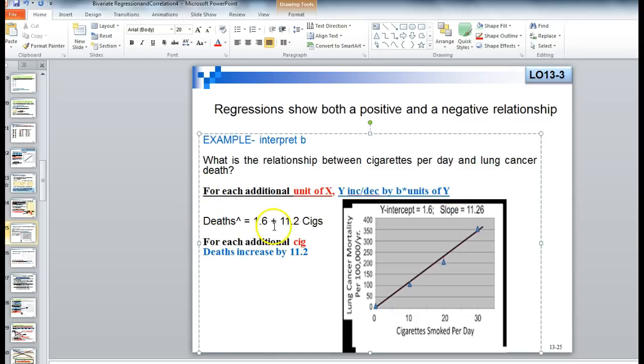So here we have number of cigarettes smoked, cigs, number of cigarettes smoked per day. Right? How many are in a pack?